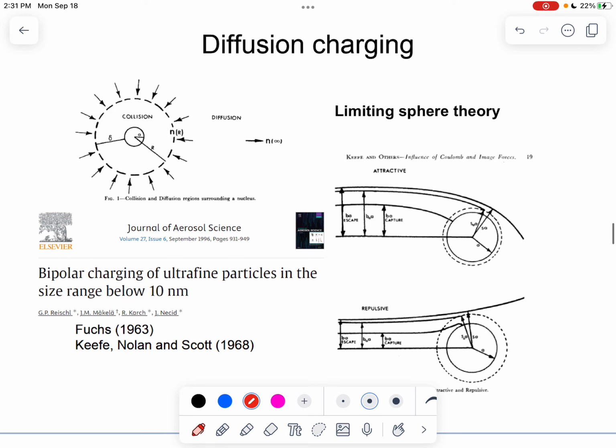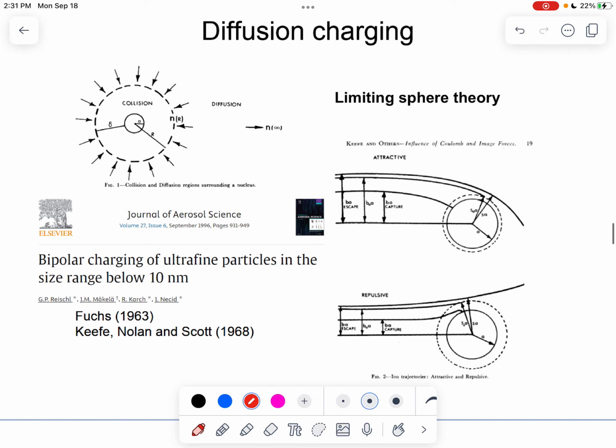So the next factor we need to consider is related to the charging of the particles. As we introduced earlier, to measure the particles with a DMA, you have to charge these particles. If you can't charge them, if they're neutral, they will just follow the sheath flow, getting compressed near the outer wall, and there's no way they can get separated or classified. Regarding diffusion charging, people use Fuchs theory, because it was first solved by Fuchs in 1963.